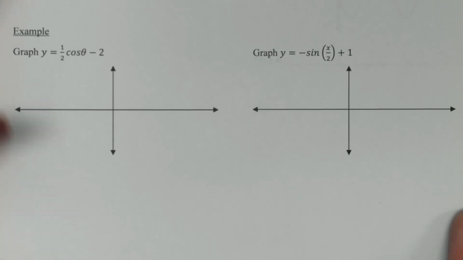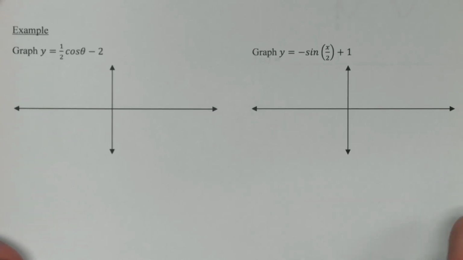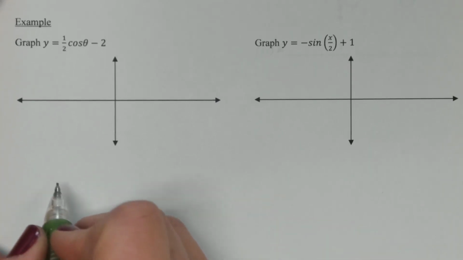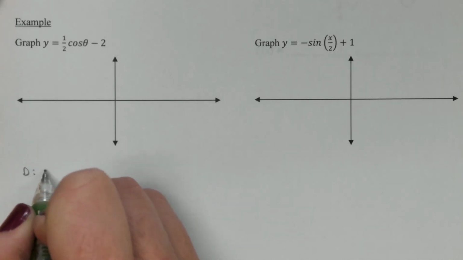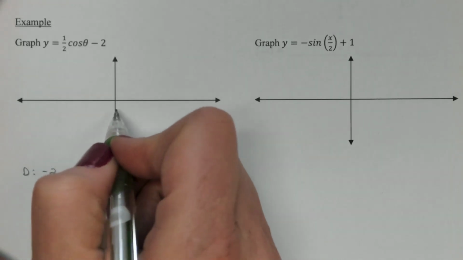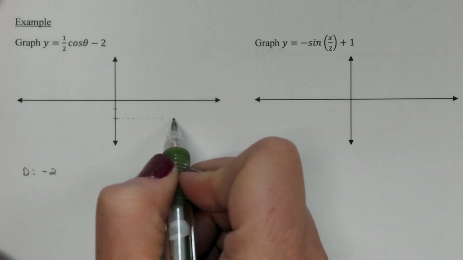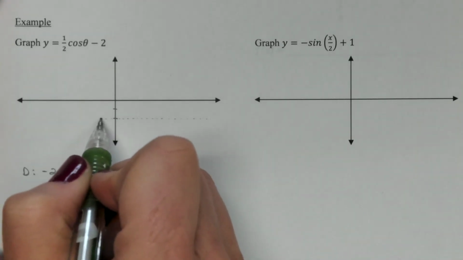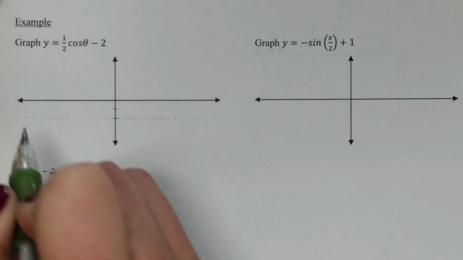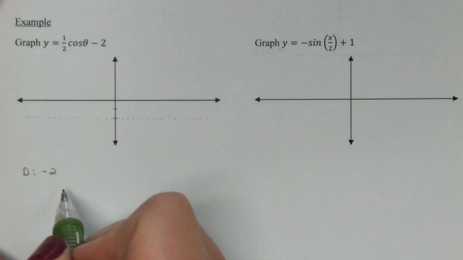Couple more to go here, and then we're going to try writing equations. So this one first, again, I'm going to do it in DAB order. So D first, and I have a vertical shift at negative 2. So my graph is going to go down negative 2. This is going to be like the new middle of my graph. This is like the new x-axis for me.